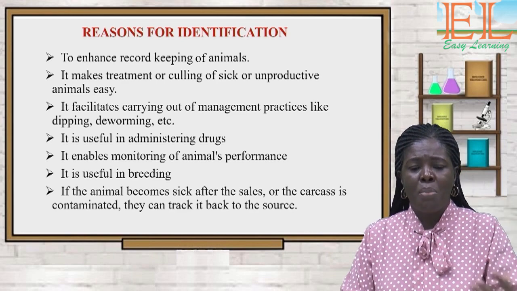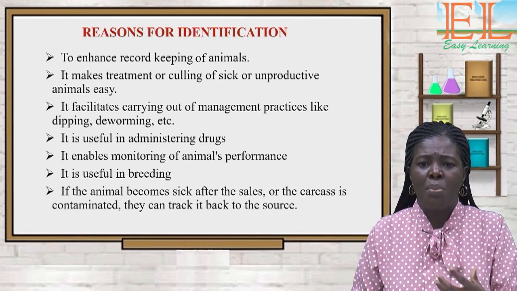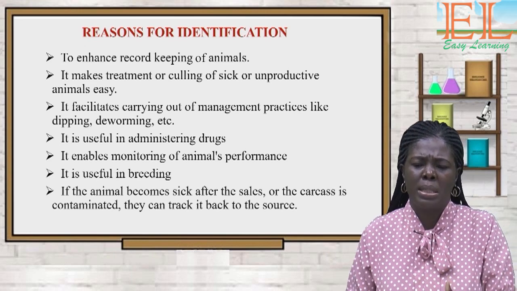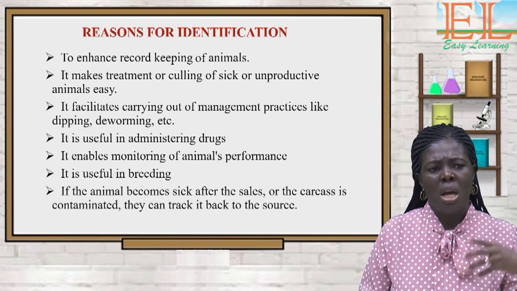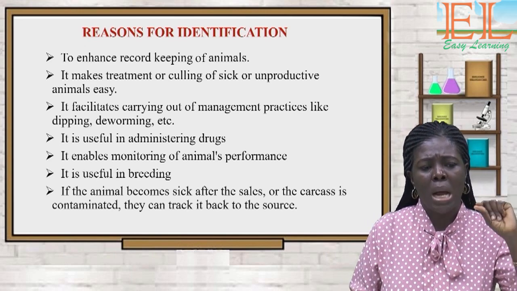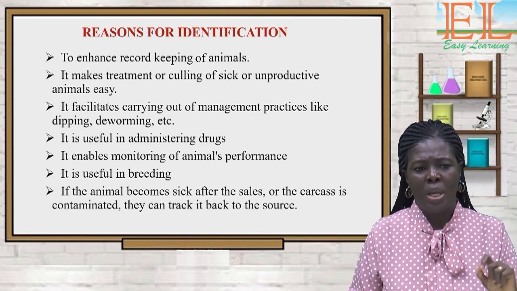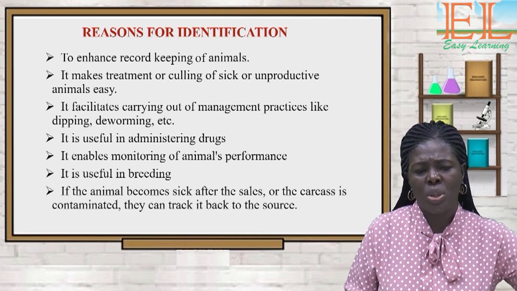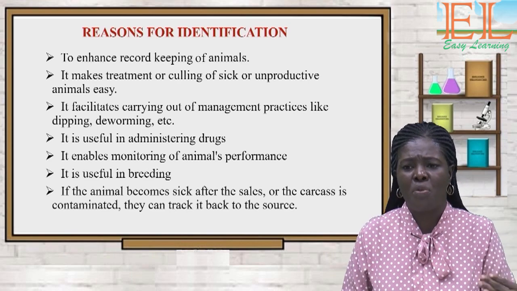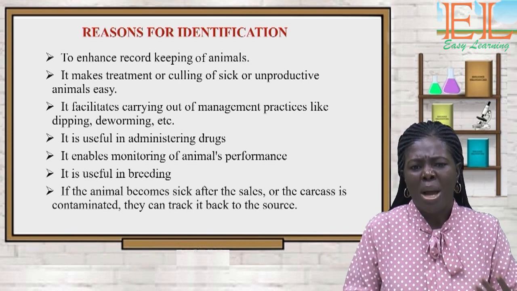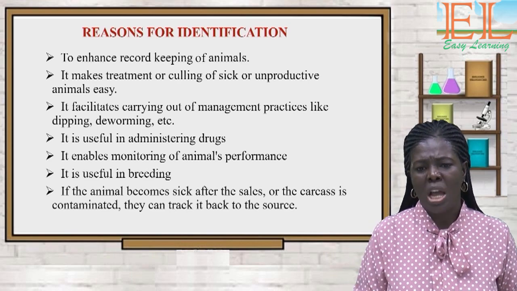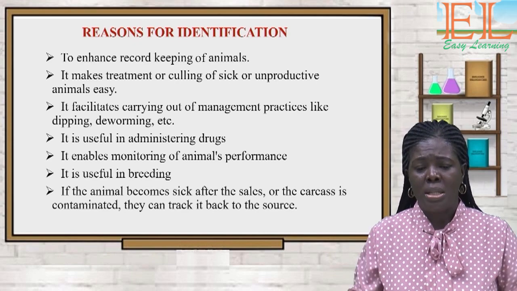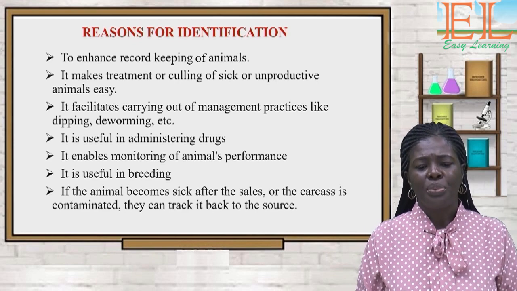When maybe somebody buys the animal and then at a point in time he gets to know that the animal is sick, they can trace it back, know that, oh, this particular animal is coming from this pen. Then let's see if those animals in that pen are also suffering from the same disease. By so doing, you are able to treat them before maybe the disease will spread.